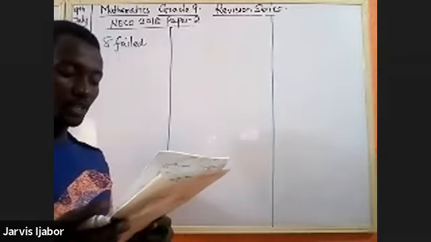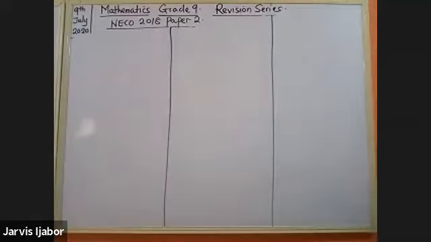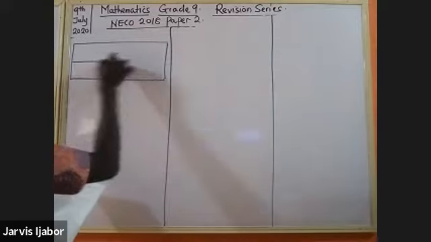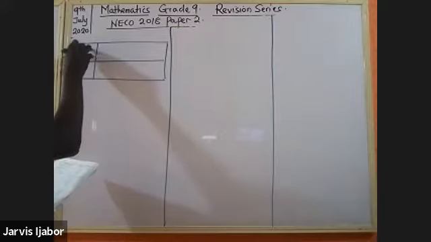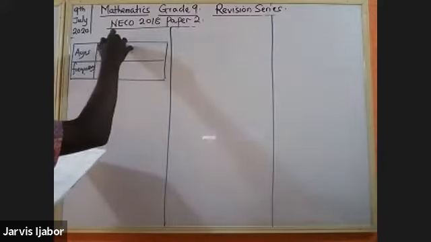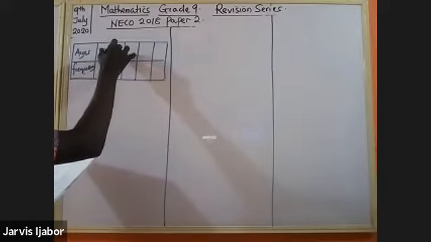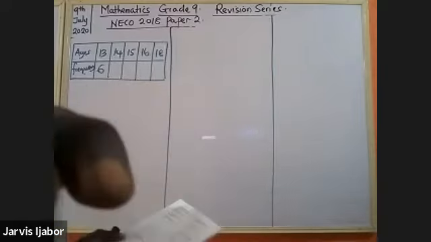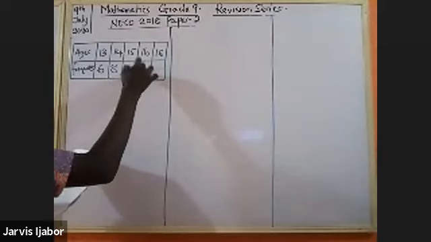Now let's go to question 52. We are given a table. Maybe I have to draw that table because we are required to use that table to solve the question. 52, we are given a table. 6, 8, 7, 5, 4.